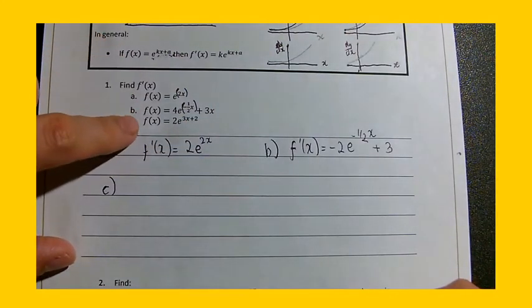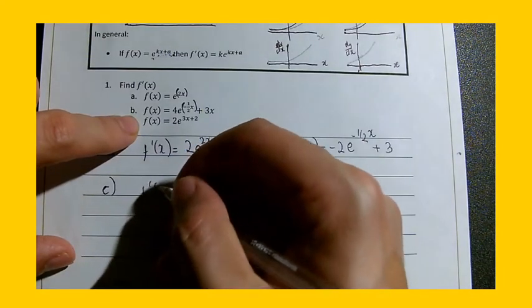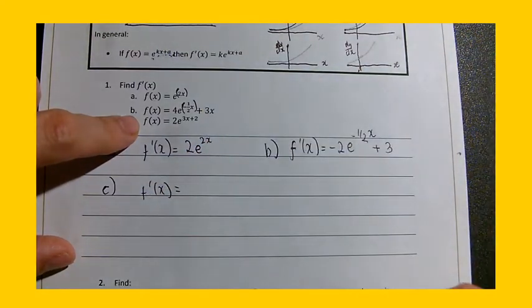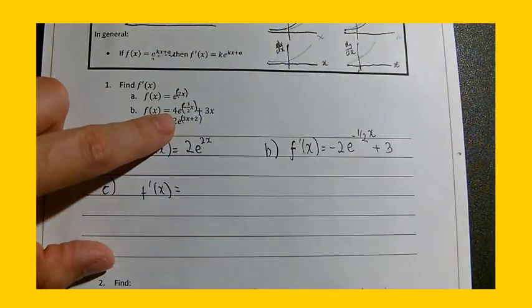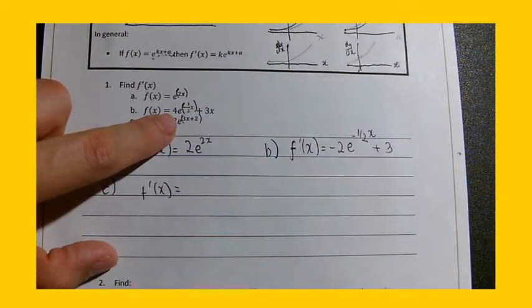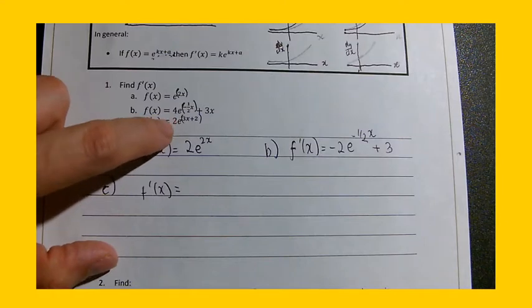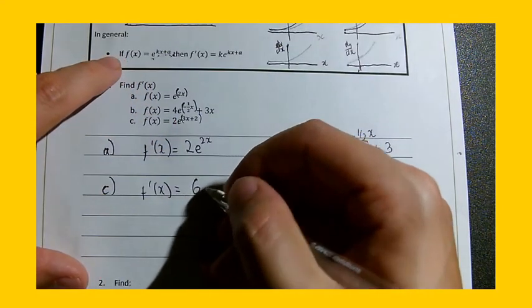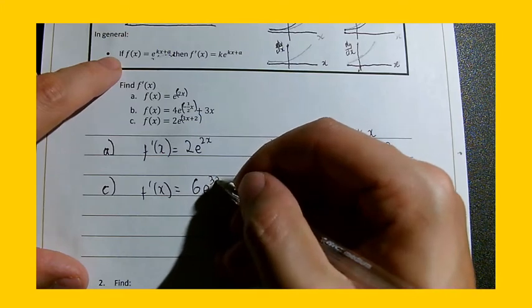Final one, you've got f of x equals 2e to the 3x plus 2. So again, I focus on the power of 3x plus 2. I differentiate that in my head. 3x plus 2 differentiated is 3. I bring it down in front of the e. There's already a 2 there, so it's going to be 6e to the 3x plus 2.